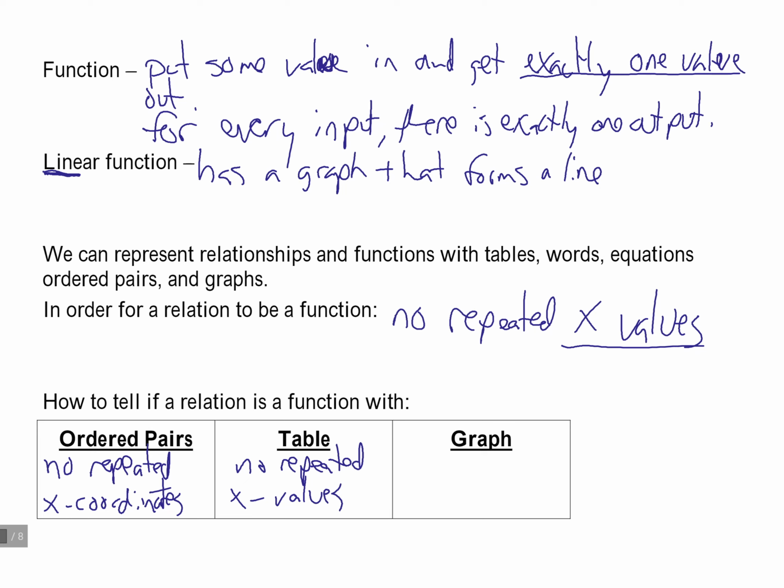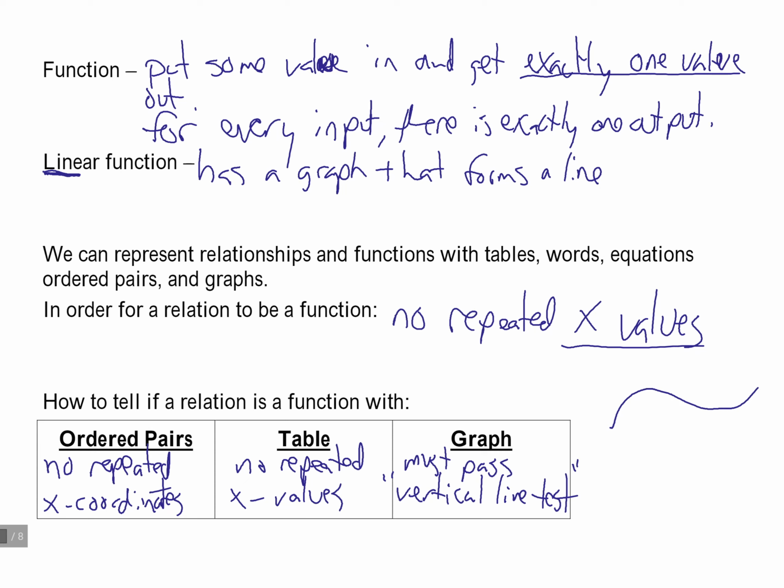And then for a graph, the rule for this one is it must pass the vertical line test. And I'll explain that here. A vertical line test means what we do is we pass a vertical line over the graph, okay? So let me give you an example. Here's a graph, okay? Just some random sketch.